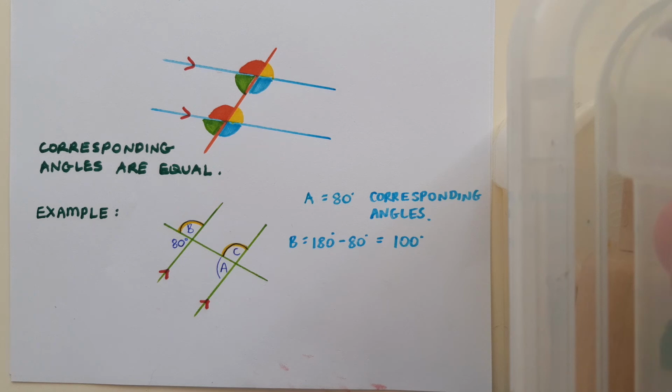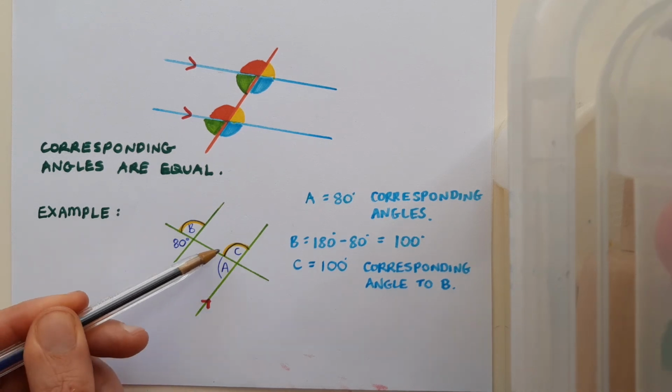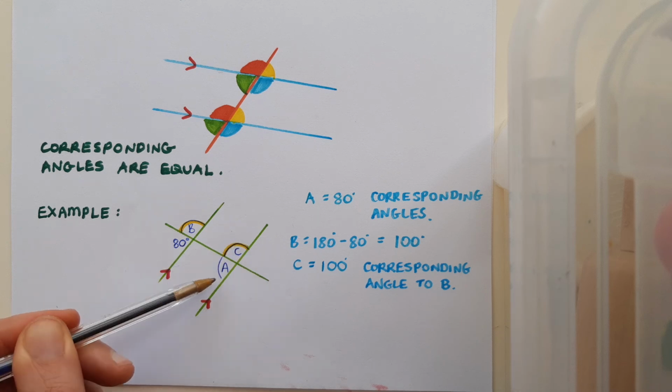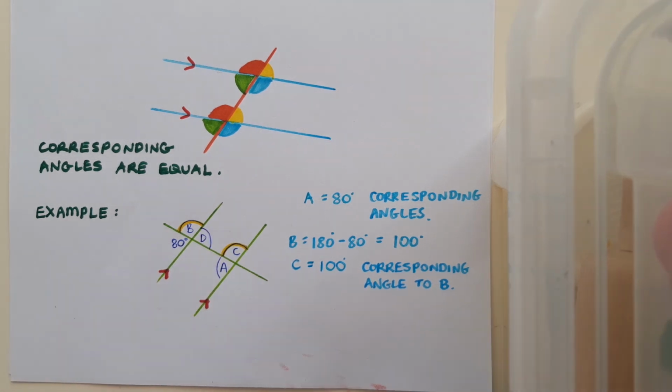Possibly the easiest way to calculate C in this case is to notice that it is the corresponding angle to B, and so they must be equal in size. Of course, when calculating C, I would also have the option of noting that it was a supplementary angle with the angle A. Either option will give you the same result of 100 degrees.